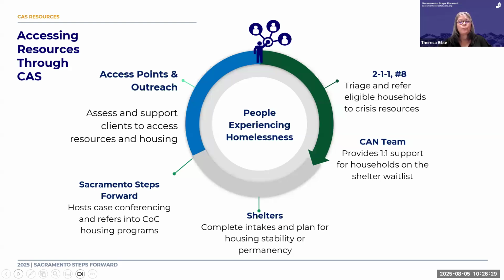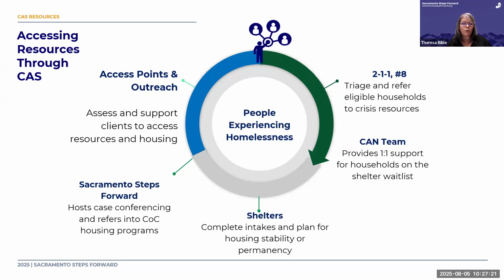Excuse me. Accessing resources through CAS. So the goal is for the client to be able to reach out to 211, press 8, get triage, and then those clients who are eligible will get referred to crisis resources. They can be connected to the CAN team, which provides one-on-one support for those households or clients that are currently on that shelter wait list. Once they get connected to that CAN team and a shelter unit opens, then the shelters will complete intakes and make a plan for the housing stability or permanency for these clients that come into their shelters.